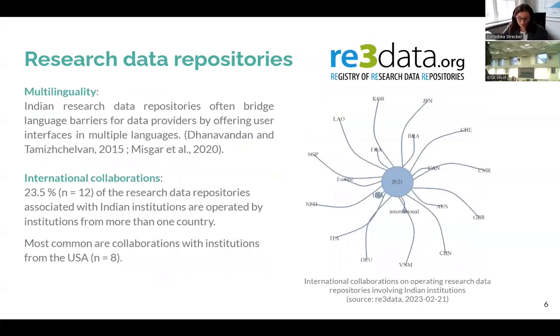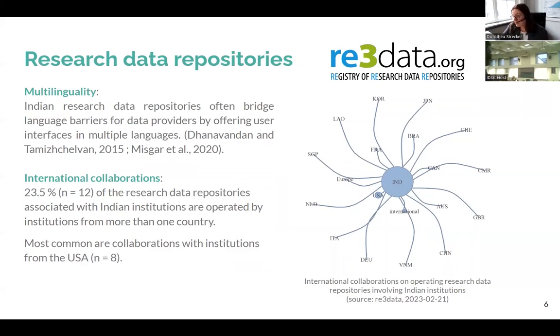In the literature I read prior to this talk, I also found the notion that Indian research data repositories often bridge language barriers for data providers because they tend to have user interfaces in multiple languages. So for example, local languages and English, and thereby they help Indian researchers expose their valuable contributions to research to a wider audience, while also offering services in local languages as well. So I think that is a very valuable contribution of Indian research data repositories.